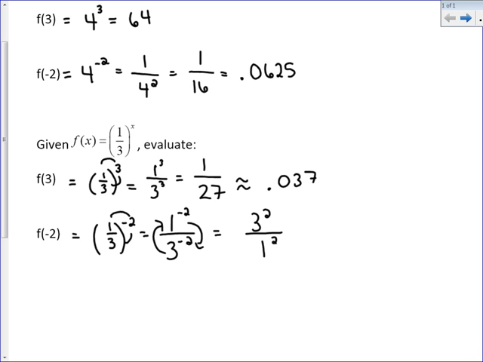And now that I have the positive exponents, I can evaluate it. So 3 squared is 9, 1 squared is 1, and 9 over 1 is 9. So you might have entered that in your calculator and been like, 9, that seems kind of weird. You don't expect to see, especially a fraction and a negative exponent, give you a whole number, but it happens. And that's why. It's just our properties of exponents at work.